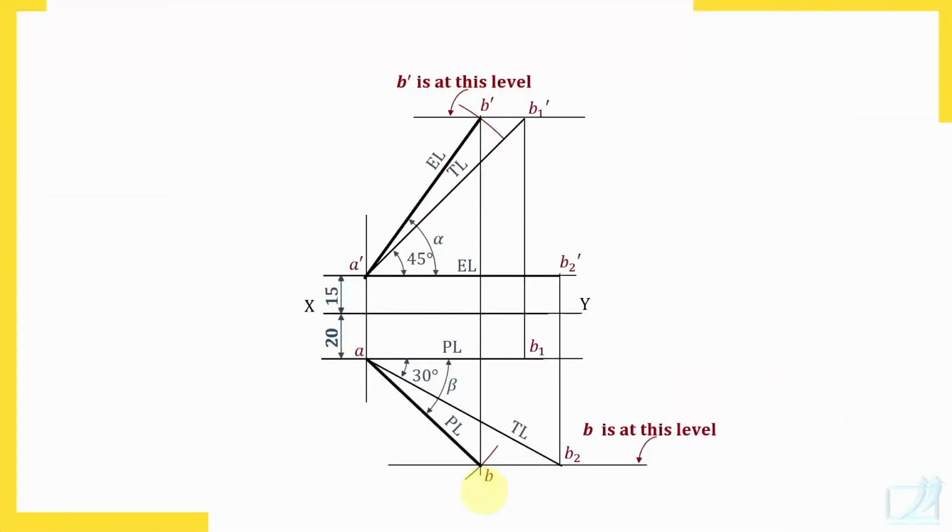Now we'll observe this drawing very carefully, and we will write our observations as points to remember. Of course, you should make an effort to remember these points. If you remember these points, then you will be able to solve lines problems very quickly and very easily. So what are our observations?